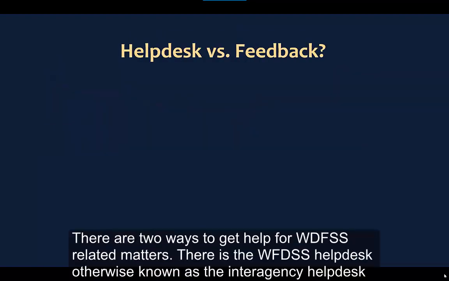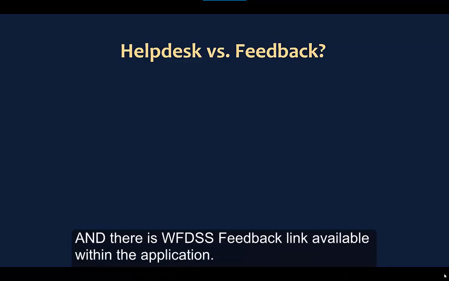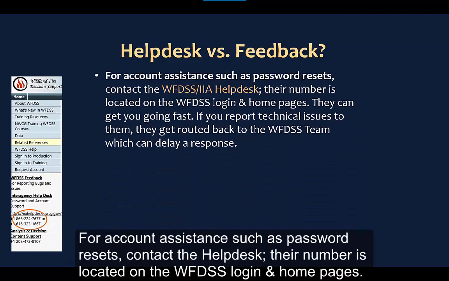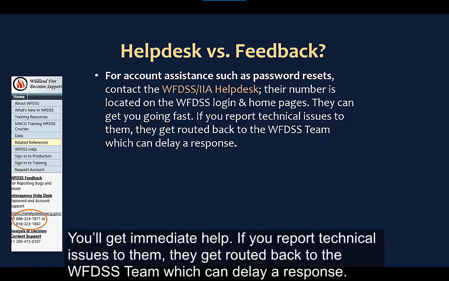There are two ways to get help for WFDS-related matters. There is the WFDS Help Desk, otherwise known as the Interagency Help Desk, and there is WFDS Feedback, available from within the application. For account assistance, such as password resets, contact the Help Desk. Their number is located on the WFDS login and home pages. You'll get immediate help. If you report technical issues to them, those issues get routed back to the WFDS team, which could delay a response.